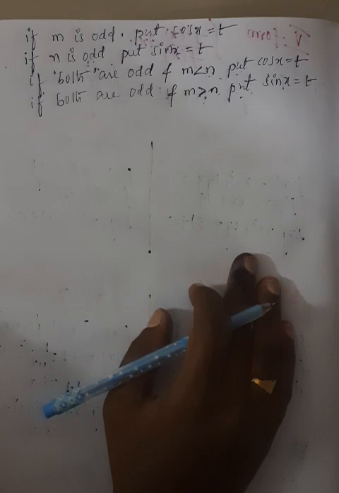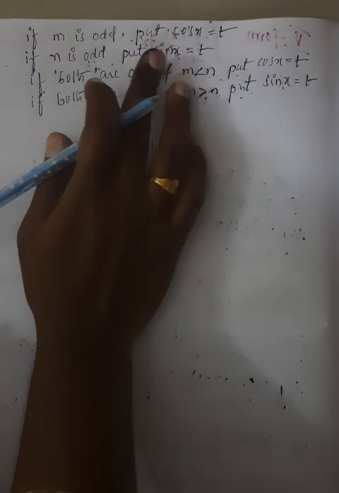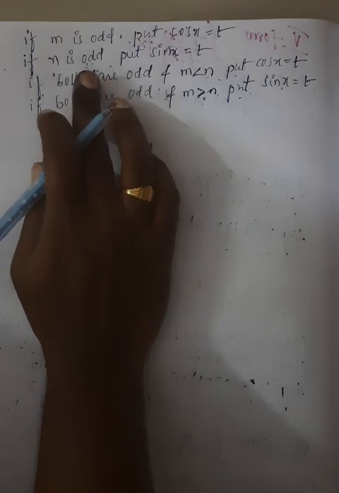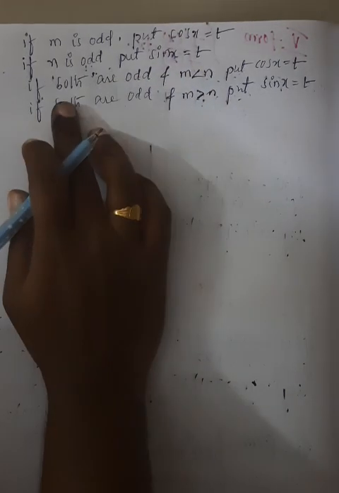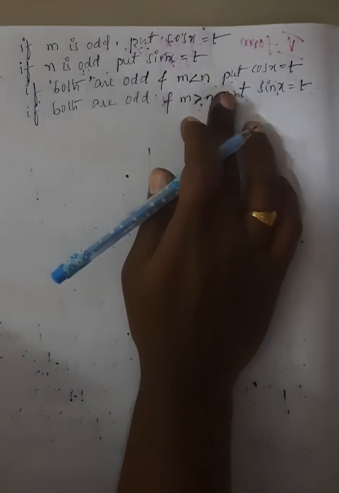Since these two numbers are positive integers, they may be odd. If m is odd, n is even, then we have to put cos x is equal to t. Similarly, if m is even, n is odd, then we have to put sin x is equal to t. If both the numbers m and n are odd, then one number is big and one number is small. For example, 3 and 5. So m is 3, n is 5.